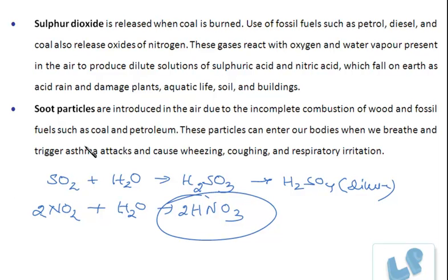Soot particles are introduced in the air due to incomplete combustion of wood and fossil fuels such as coal and petroleum. Incomplete combustion, I have told you, leads to the formation of carbon, carbon monoxide and water. Carbon forms the soot, that black particle which settles down when wood is burnt. These particles can enter our bodies when we breathe and trigger asthma attacks and cause wheezing, coughing and respiratory irritation. So this is the limitation of fossil fuel.